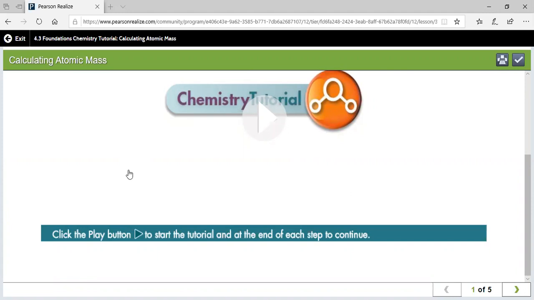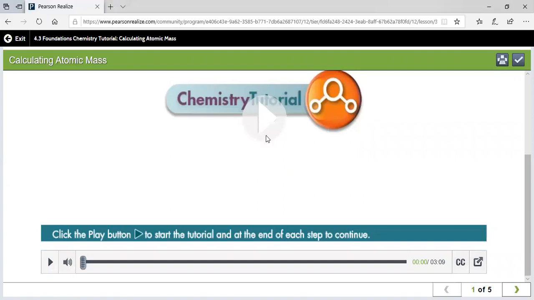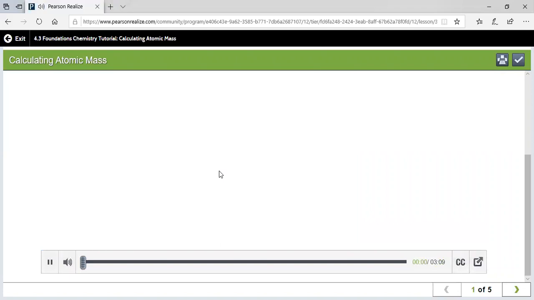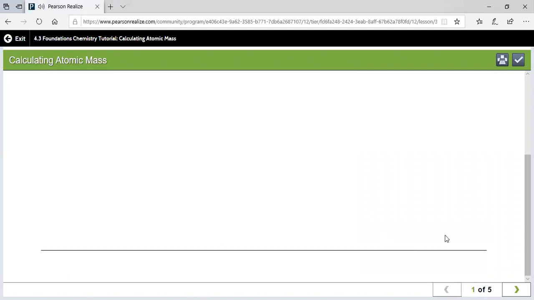Today we are going to start our session about calculating the atomic mass of the atoms, lesson 3, which is about distinguishing among atoms. We will start with a little tutorial to know more about how to calculate the atomic mass of any element. The tutorial today will be a video of about 3 minutes.